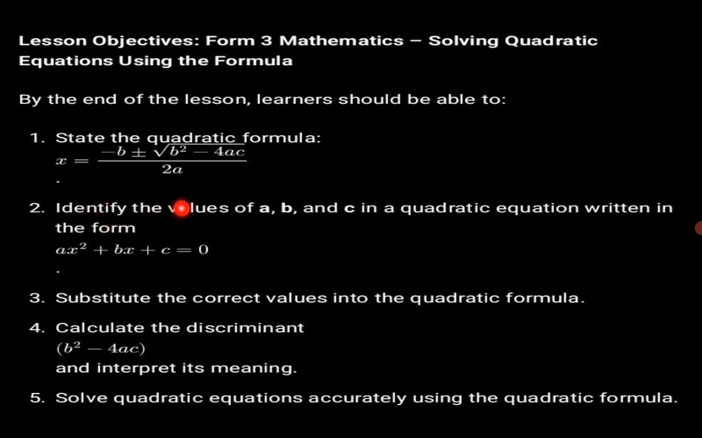You should be able to identify the values of a, b, and c in a quadratic equation, which is written in the form ax squared plus bx plus c equals 0. Remember that all quadratic equations are represented generally by this equation. So you are going to identify the values of a, b, and c from a given equation. You should be able to substitute the correct values into the quadratic formula.